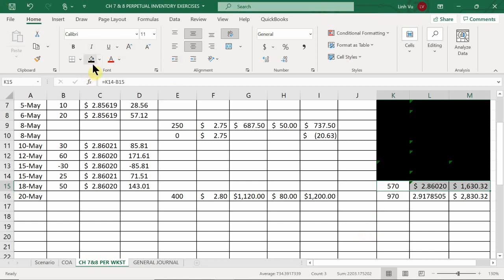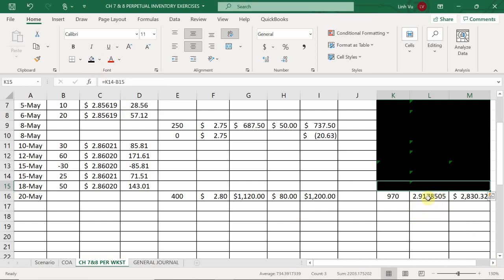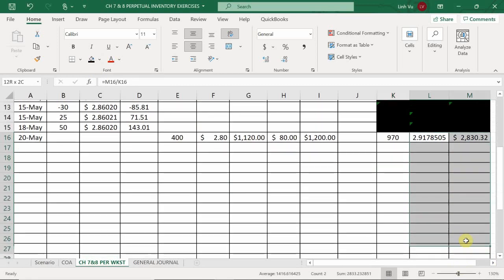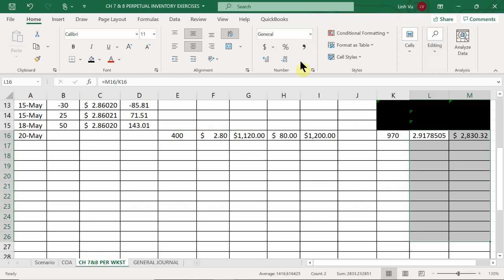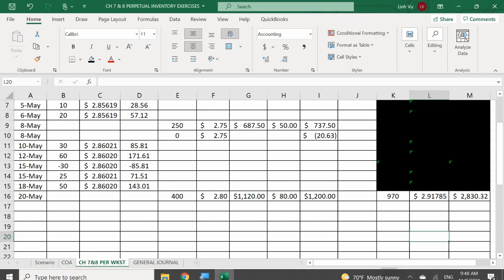And I'm going to cover that up. So in this case, I think my formatting needs to be reformatted. Okay, 2.91785. Okay, so in this case, right, my total purchases was $1,200.